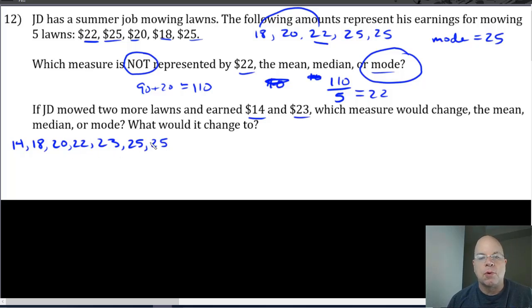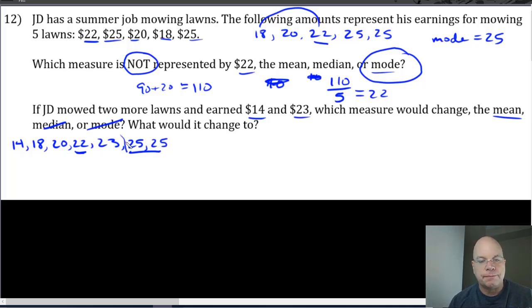The only number that occurs more than once is still 25, so the mode did not change. The median, the middle number, is 22, and it was 22 before, so the median did not change. So since the 3 choices they gave us are mean, median, and mode, the mean must have changed, but let's make sure.